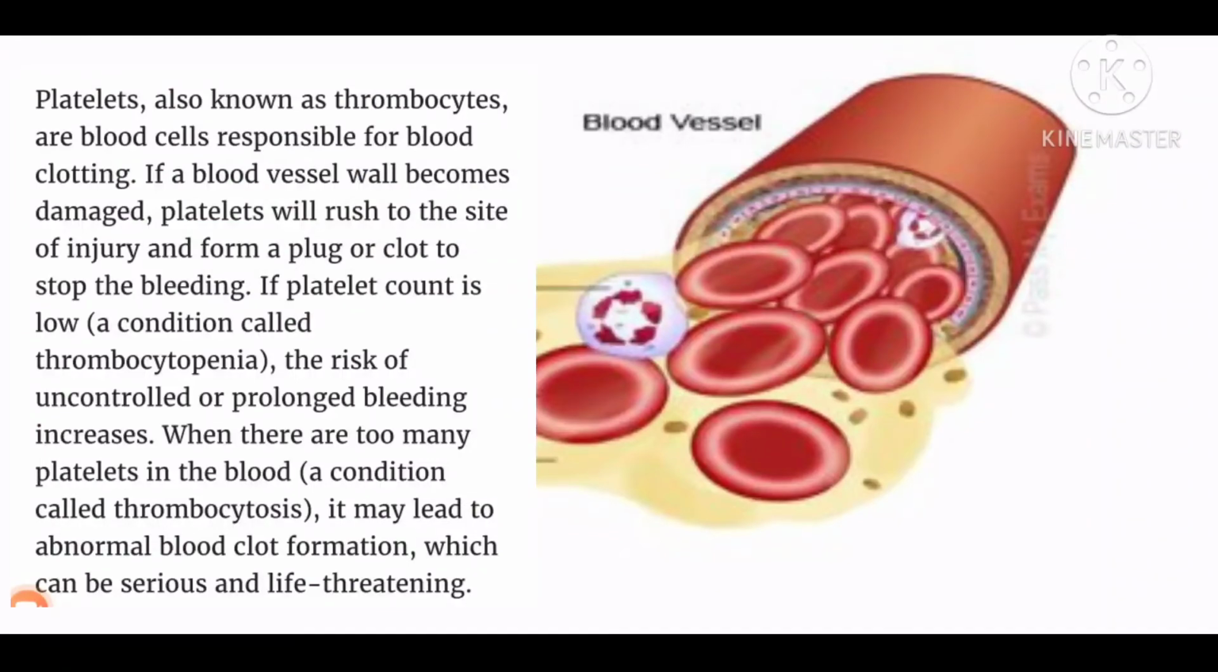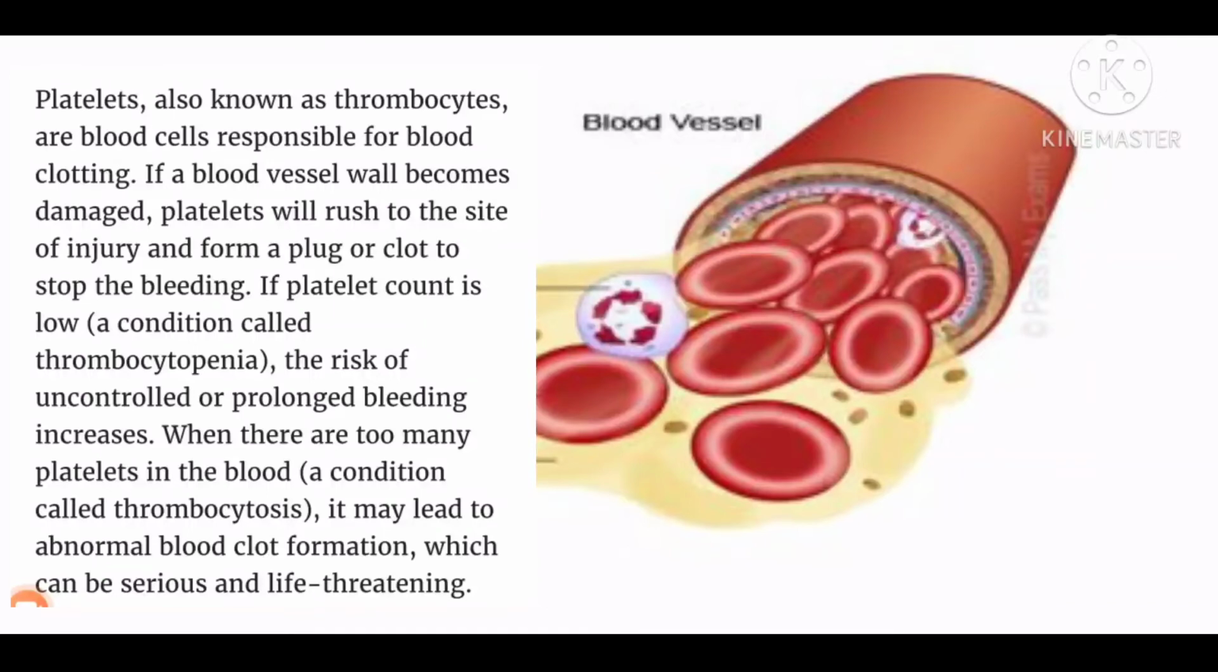Now let us talk about the function of platelets. Platelets are also known as the thrombocytes, and these are responsible for blood clotting. If the blood vessel wall becomes damaged, platelets will rush to the site of injury and form a plug or clot to stop the bleeding.